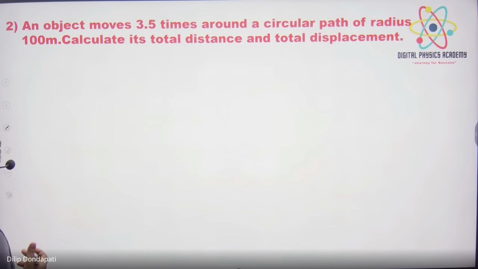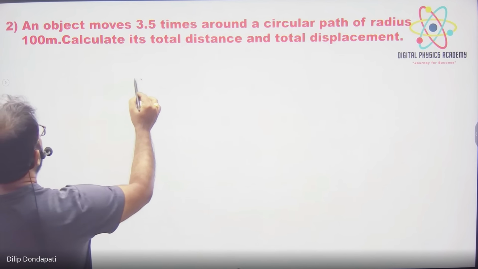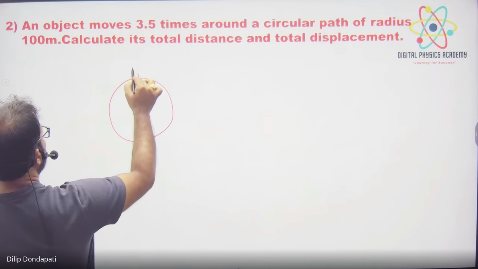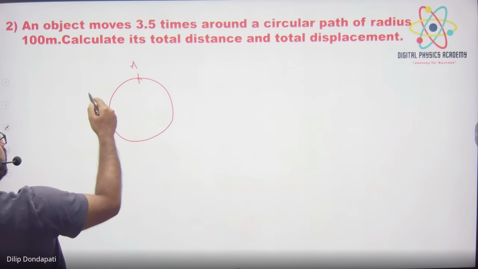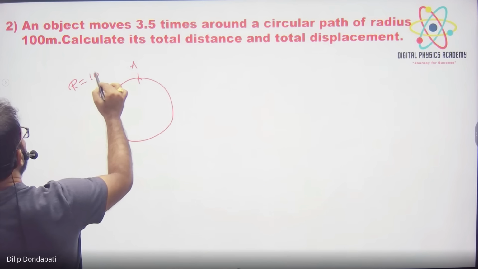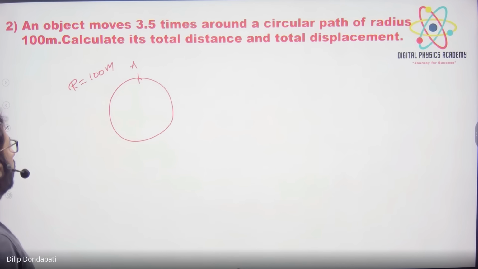So an object moves 3.5 times around the circular path of radius. It starts, going 3.5 times it went. Find the total distance and displacement.